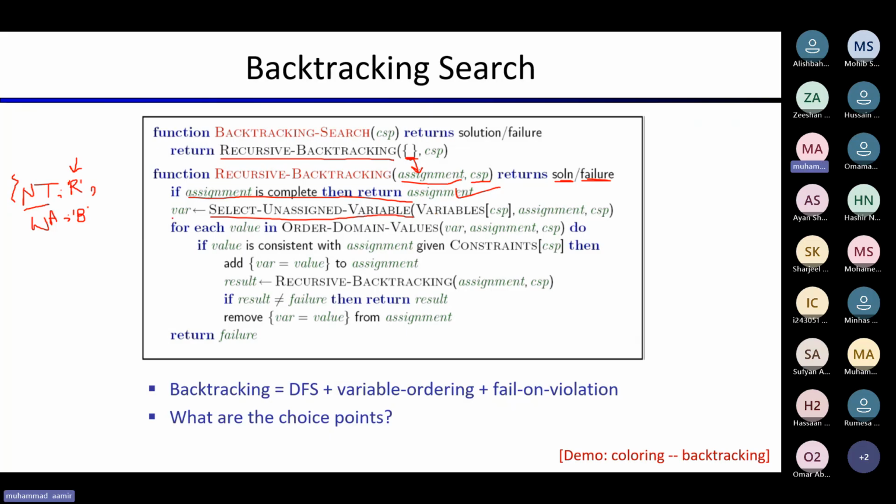So we will get this variable, for example, Southern Australia, which has no value assigned yet. Once we have the variable, we will see the values from the domain, that is, what values are available to be assigned to Southern Australia. This is a for loop. We will get the values one by one from whatever values are available in the domain set. So we will check each value.